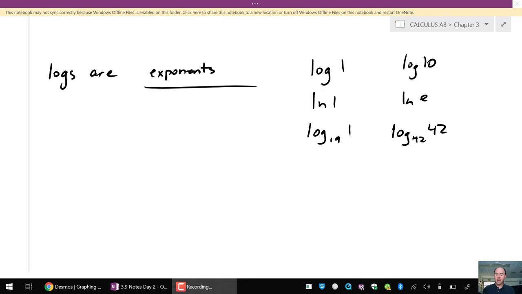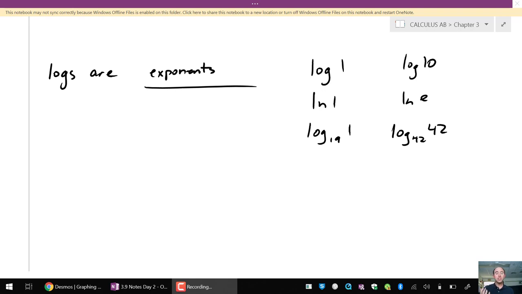So when we see a problem like log of 10, or natural log of 1, or natural log of e, all that means is we're looking for the exponent that will turn that base into the given argument. So, for example, log of 1. Well, what exponent will turn that base 10 into a 1? The exponent has to be 0. So the log of 1, we should always remember to be equal to 0.